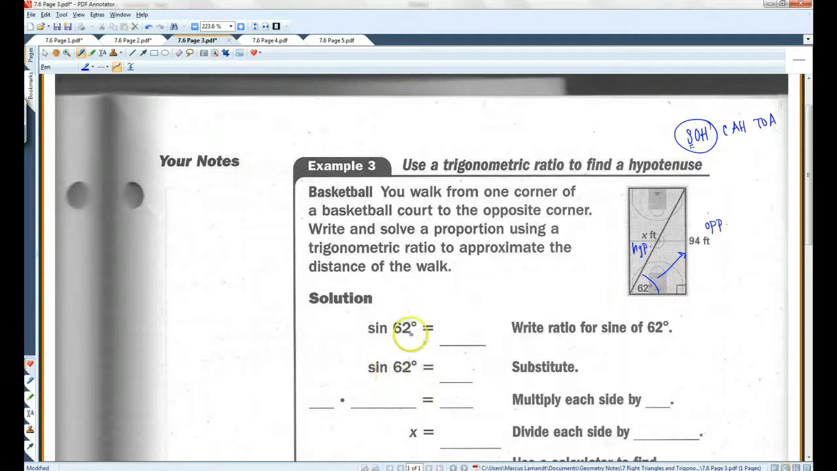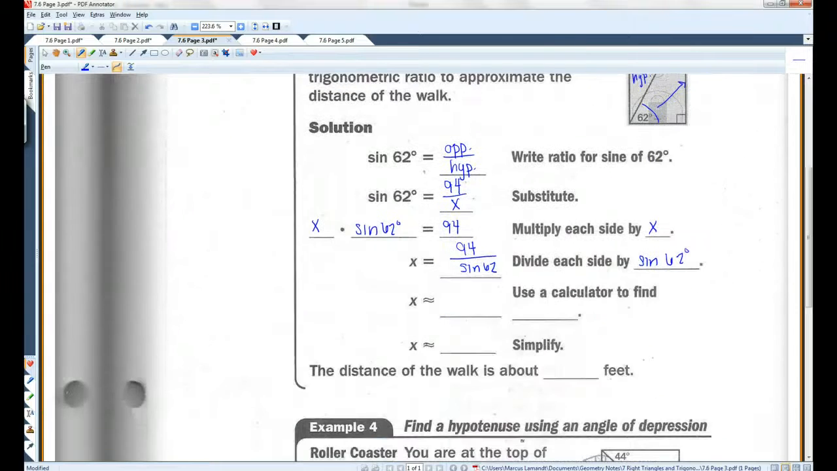So sine of 62 is going to be, well, let's write this first, opposite over hypotenuse. The opposite side is 94. The hypotenuse is x. I'm going to multiply each side by x. Now I'm going to divide each side by sine of 62. Alright, now I'm going to pull out my calculator.